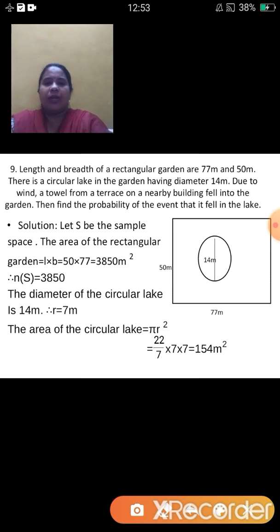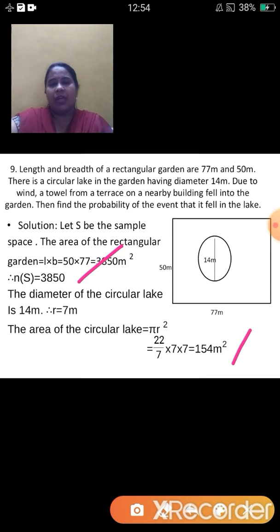Now what about the radius in this? Now let us go back to the sum. The diameter of the circular lake is given as 14. Obviously the radius will be half of it, that is 14 upon 2. It is equal to 7 meters. Now let us substitute it here. Pi r square. So it is 22 upon 7 into 7 into 7. This 7 and 7 can be cancelled. So what is left is 22 into 7. That is nothing but 154 meters square. So I have got my sample space. I have got my event A.